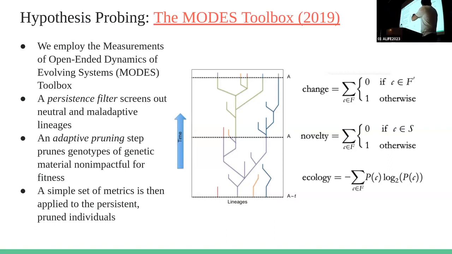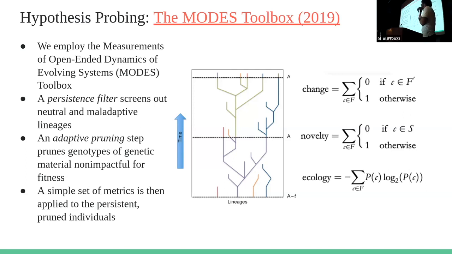And then we use the MODES metrics on those persistent pruned individuals in order to get a set of information at the end, which gives us a rough sense of the open-ended characteristics of the system. So change is one metric, where the idea is we're looking at each of these checkpoints and seeing, of those adaptive individuals, how many of them are different from those at the checkpoint before it.